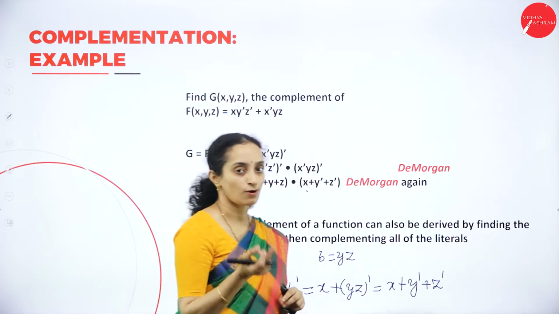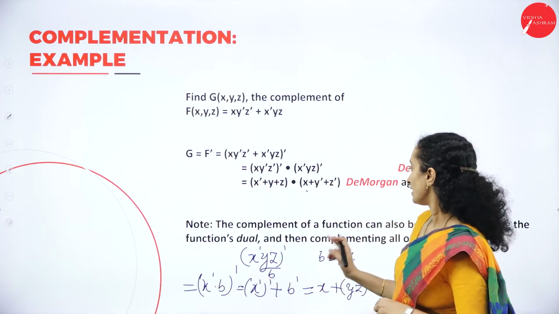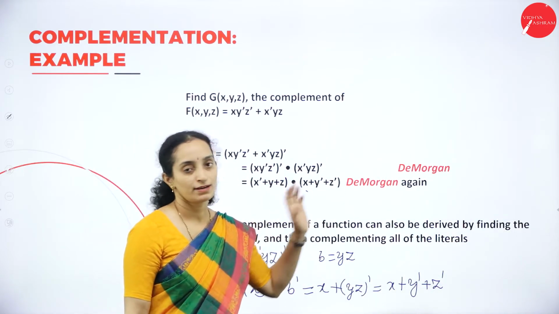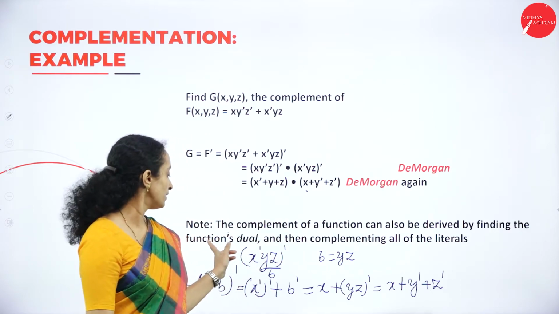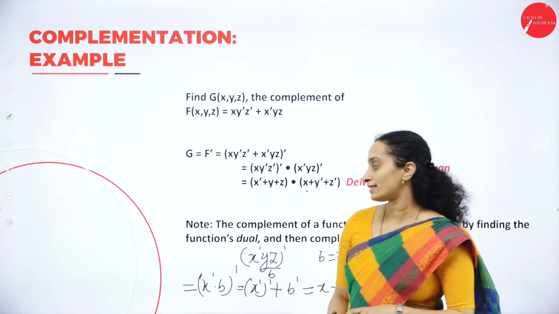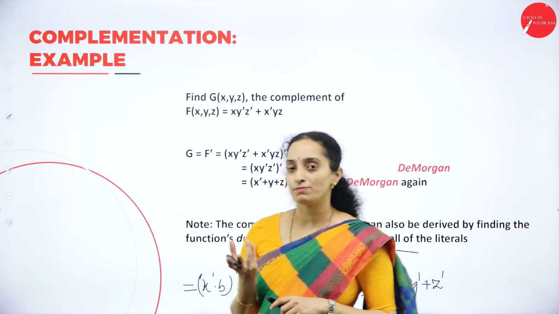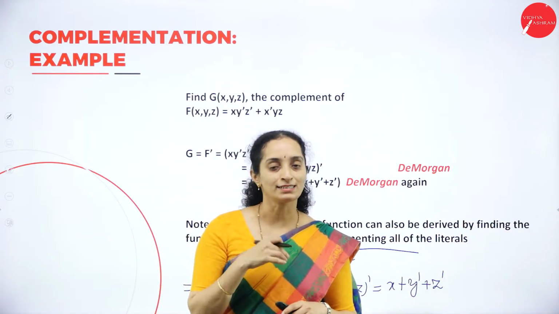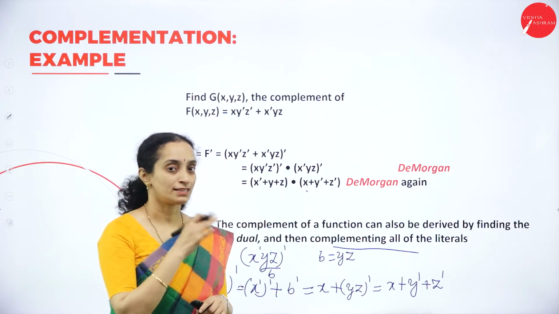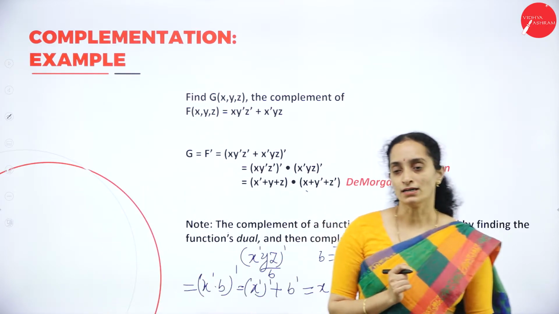Okay, we can find the complement of a function by using De Morgan's theorem. What you need to note down is that the complement of a function can also be derived by finding the function's dual, as I have said in duality in the theorems, and then complementing all of the literals. If it is x, you can make it x dash. If it is y dash, you can make it y. If it is z dash, you can make it z. Alright, so this is how you can find the complement.